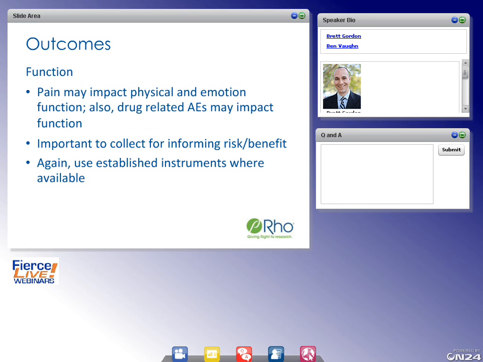And the FDA really does encourage new instruments. Try to establish new PROs if you really think that your product distinguishes itself in some way. However, if there are existing instruments, go with those.